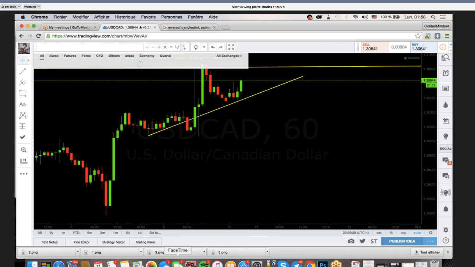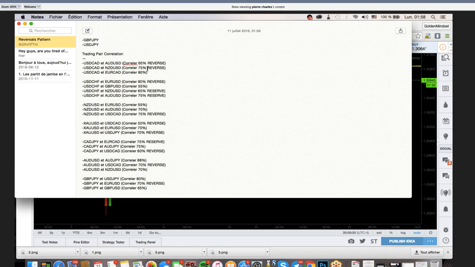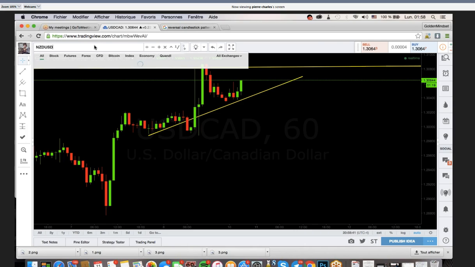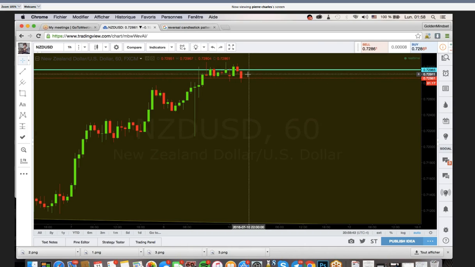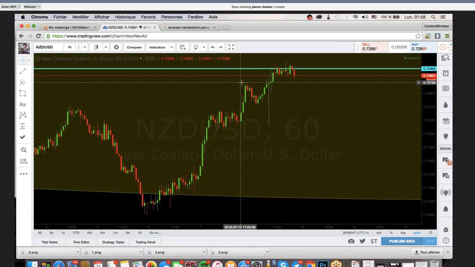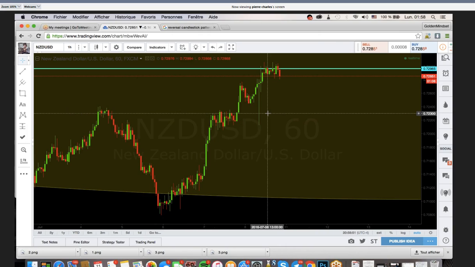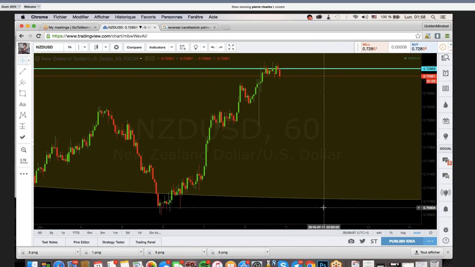So if I go back to my chart, all right, look, when USD CAD goes up, NZD USD goes down. All right, so let's take a look at NZD USD. Does it look bearish? Yeah, it does. So what I will be doing now is selling NZD USD and AUD USD, and buying USD CAD.